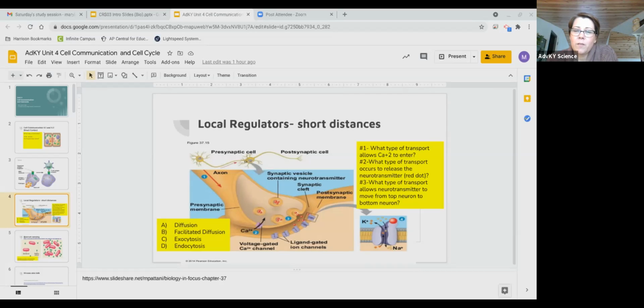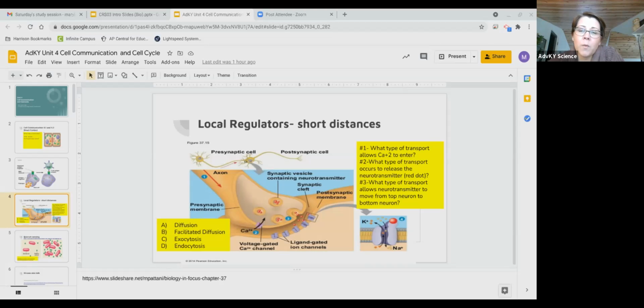So again, the neurotransmitter was released by exocytosis, but now it's got to make its way to this cell. So what type of transport is occurring to get this molecule from here to here? Okay, so we're split, it looks like, between D and A.